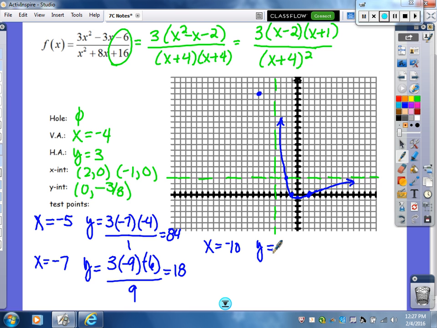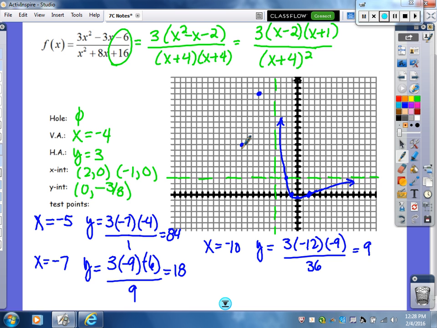All right, so let's do negative 10. So 3, negative 12, negative 9 on the numerator. The bottom I get, what, negative 6 squared is positive 36. All right, that reduces to positive 9. So negative 10, positive 9. All right, there we are.